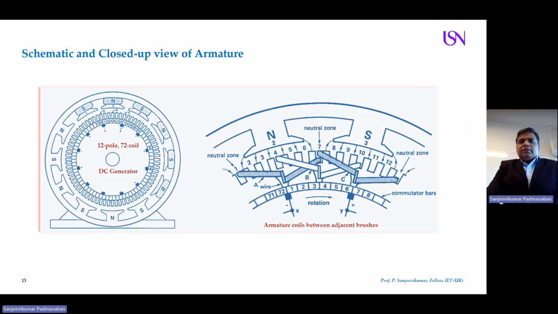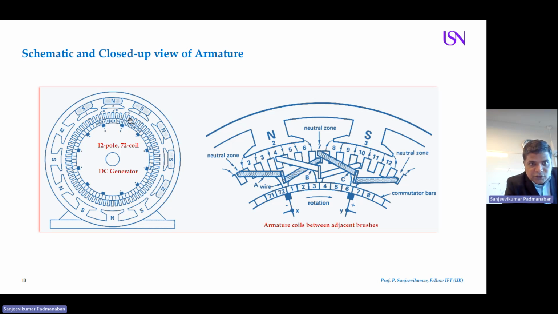This is an example of how a schematic view of your armature looks. So this is an example of a 12-pole, 72-coil machine, a big DC generator. How do you get the 12 poles? You can count the number of poles. It will be 12. You can see south, north, south. So if this is north, this should be south. So there is a 12-pole arrangement around your frame, which is mounted inside.